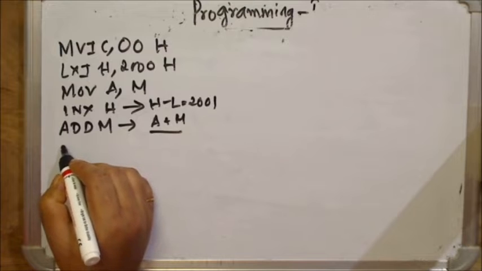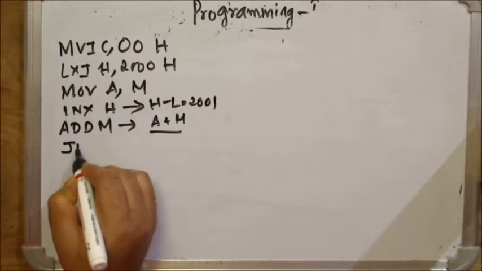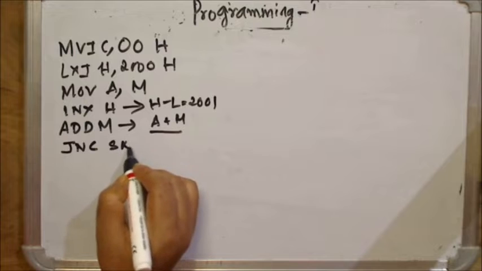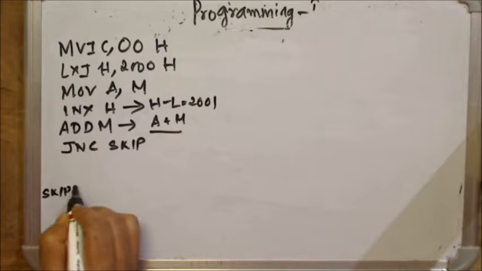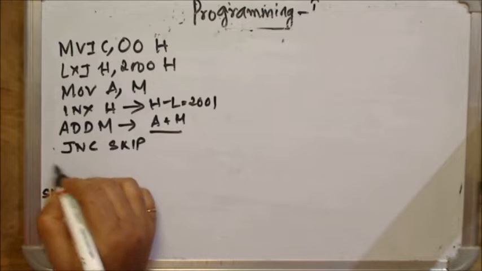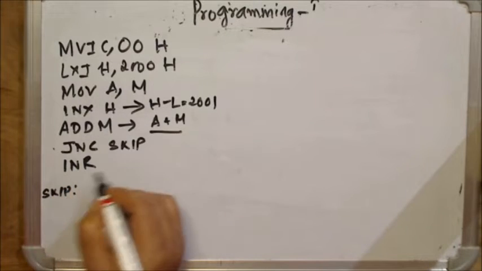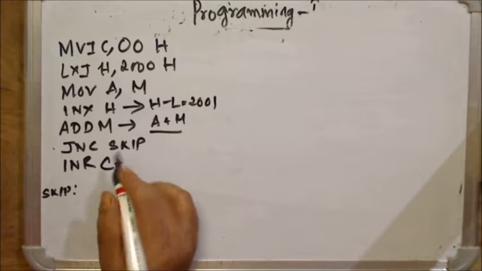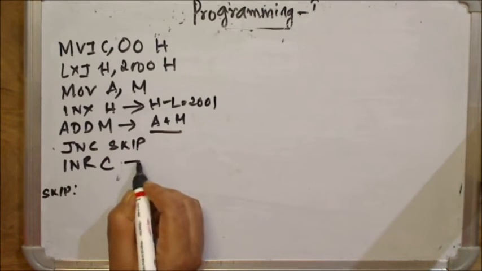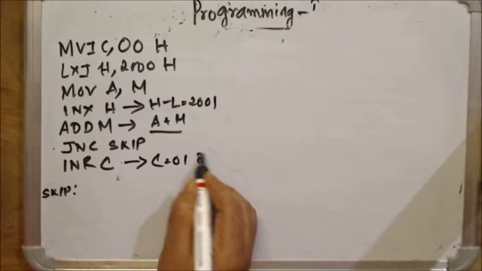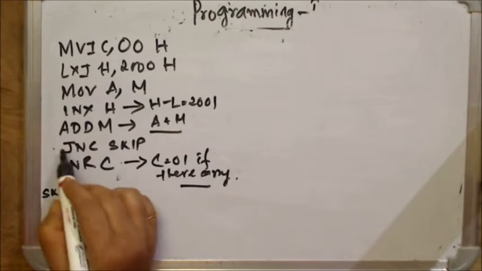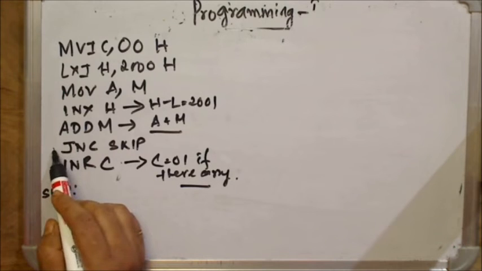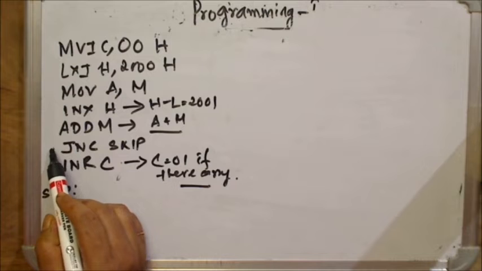After addition there is a possibility of carry, so we will put a condition, jump if no carry to skip. If there is no carry, it will jump to skip. If there is a carry, this condition will be false and the carry register C will be incremented by 1. It will jump only if the carry flag is 0. If the carry flag is 1, then this condition will be false. I am telling you again and again.